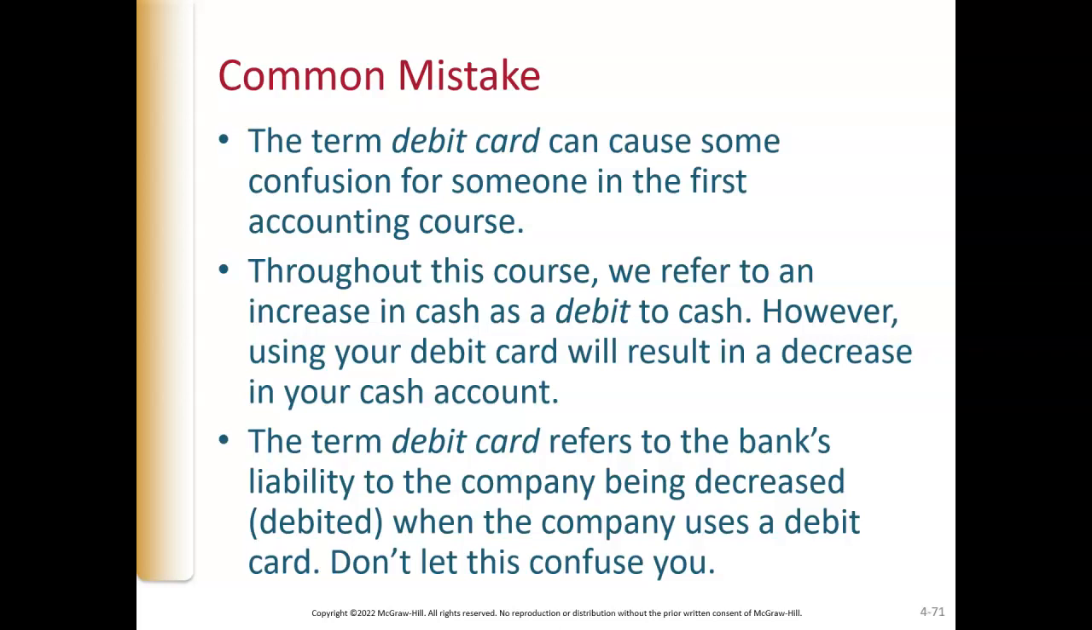So think about it. You put $10,000 in your checking account. The bank debits cash of $10,000, credits a liability, your account, for $10,000. But then when you use your debit card and take out $1,000, the bank is debiting your account, aren't they? For $1,000.